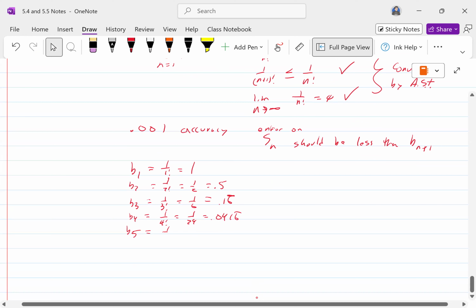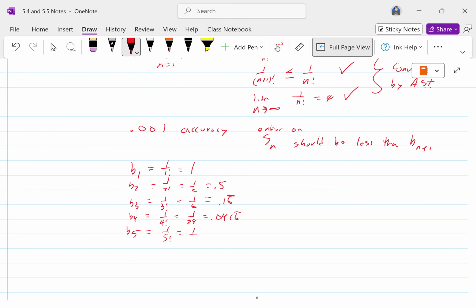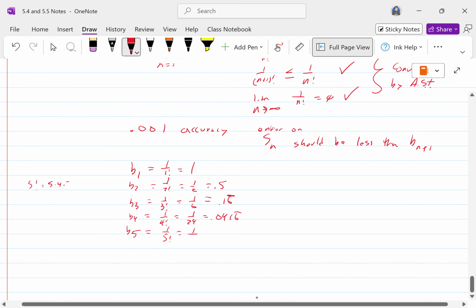b_5 is 1 over 5 factorial. Remember, factorial is all those numbers, so 5 factorial is 5 times 4 times 3 times 2 times 1. I'm really just multiplying by the next number from the previous factorial. So 24 times 5 is 120. 1 over 120 is 0.0083. So we're not adding on that much. We've got maybe 2 decimal place accuracy here because we've hit double zeros. Okay, let's try to get triple zeros.